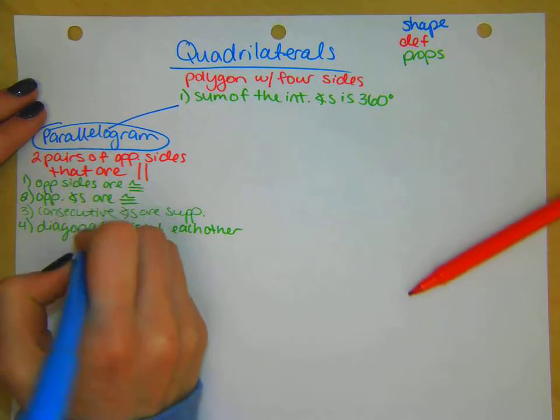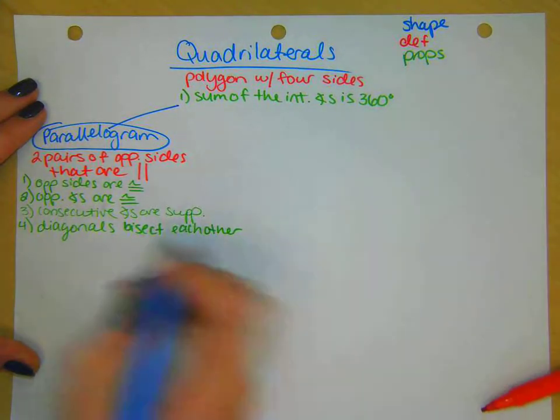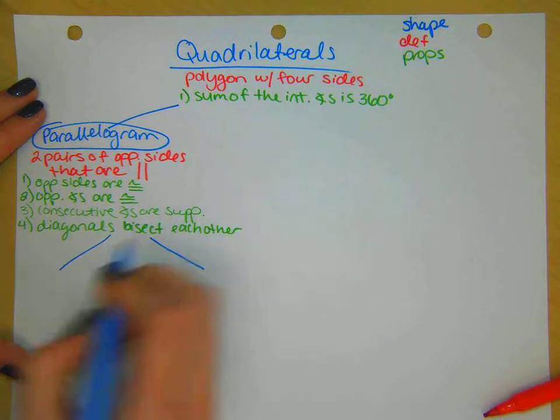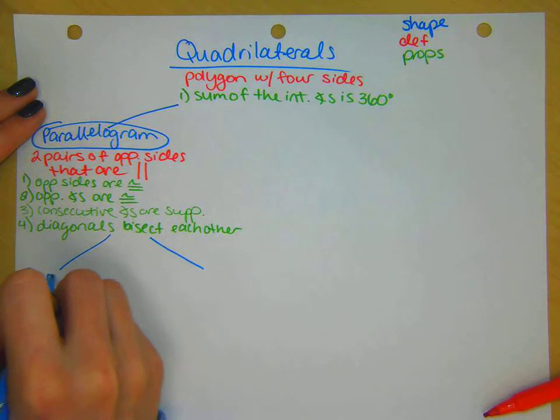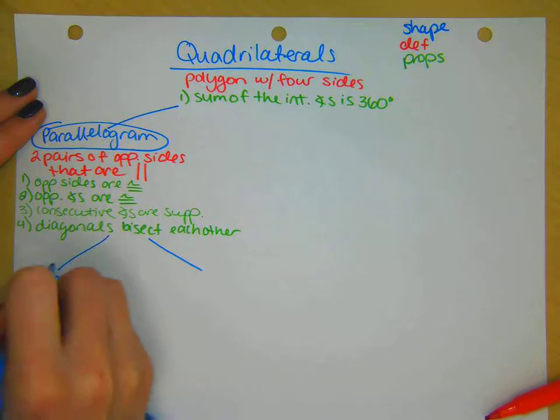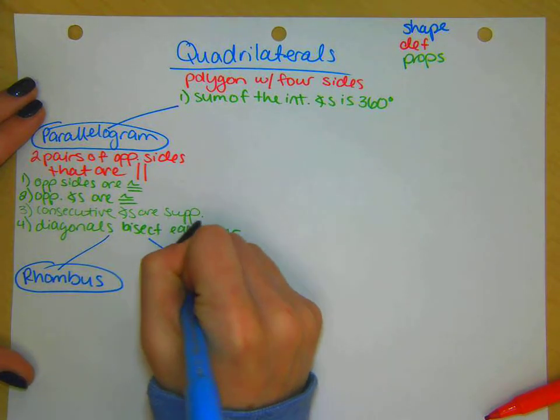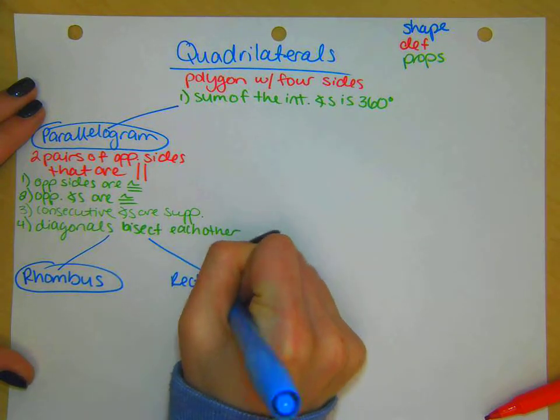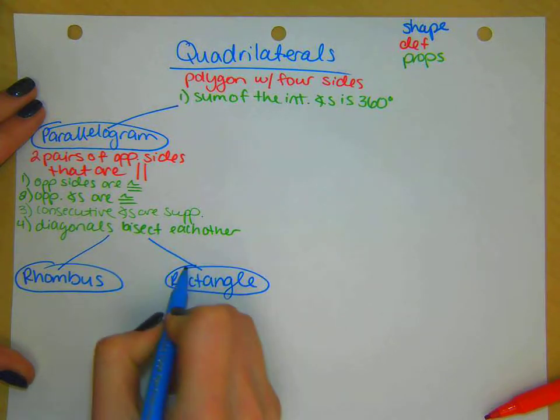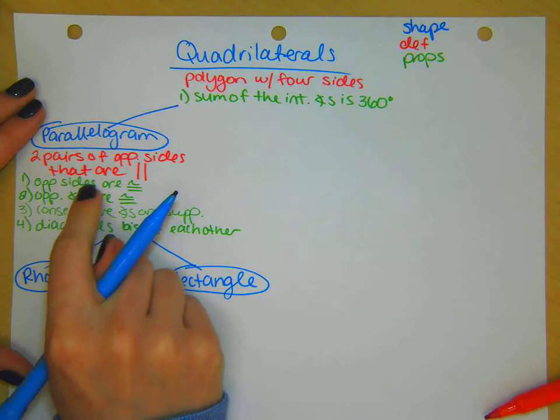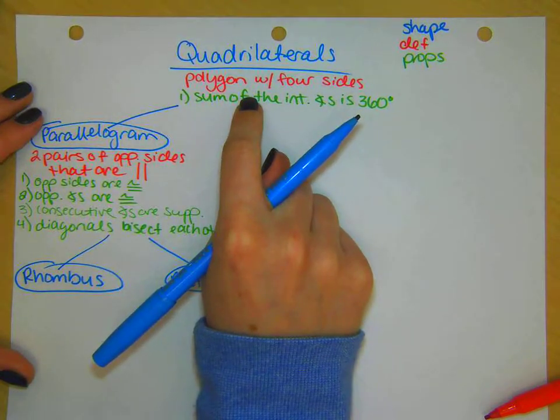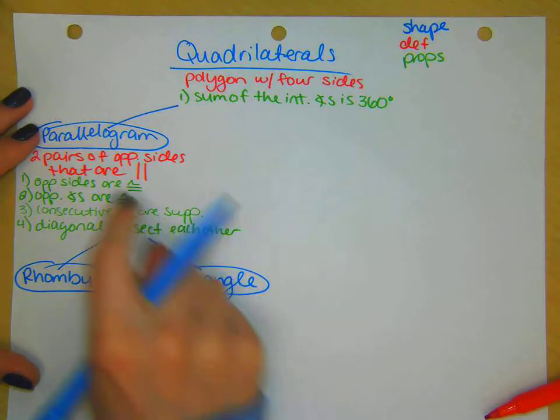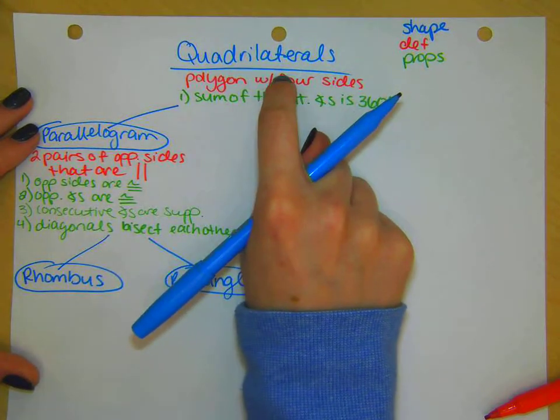Below parallelogram, I'm going to draw 2 branches. One is going to go to the rhombus, and the other one is going to go to the rectangle. And so this is to say that a rhombus is a type of parallelogram, which is a type of quadrilateral. A rectangle is a type of parallelogram, which is a type of quadrilateral.